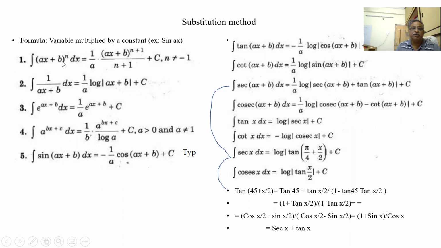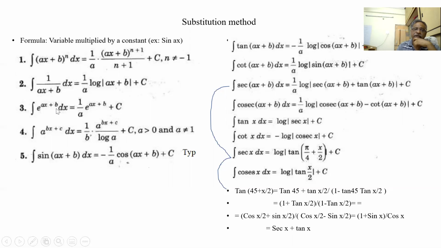So integral of ax plus b whole to the power of n is ax plus b whole to the power of n plus 1 by a into n plus 1. Integral dx by ax plus b is log of ax plus b by a. Integral e to the power of ax plus b dx is equal to e to the power of ax plus b by a, because this a is a numeral factor, not x. Otherwise, derivative of e to the power of ax is e to the power of ax into a.